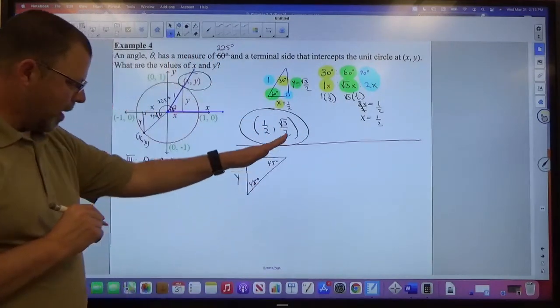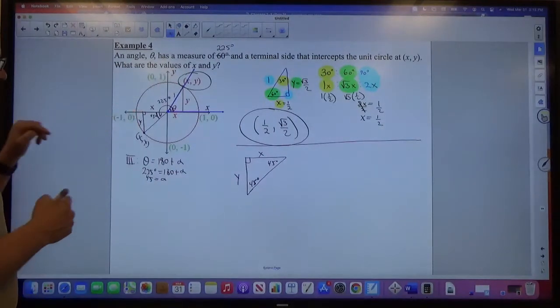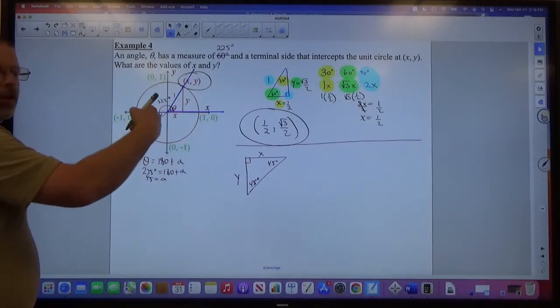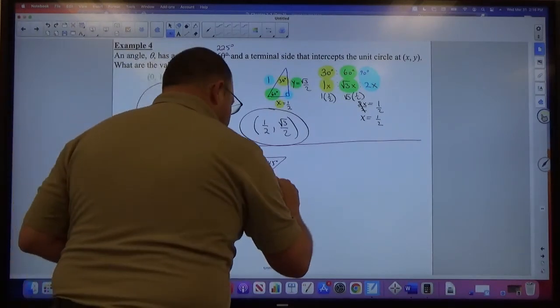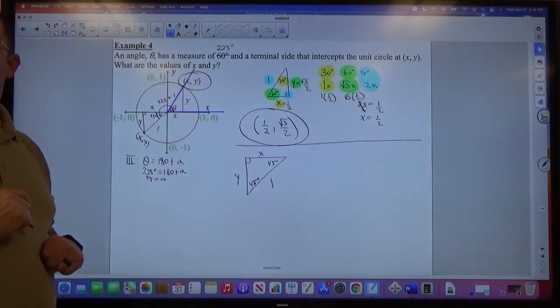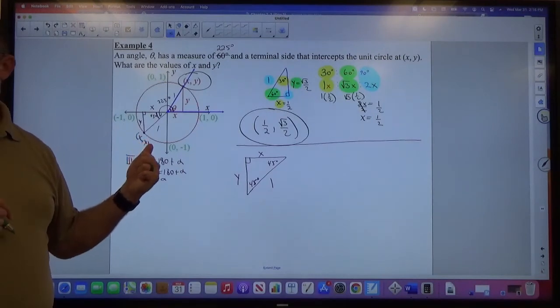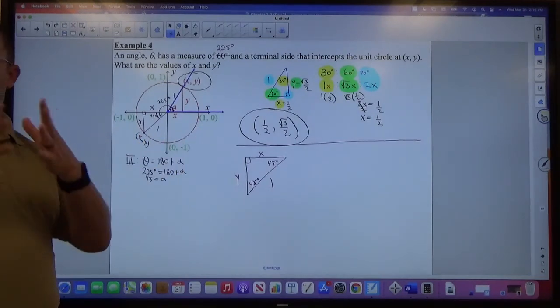What is this hypotenuse? It's 1 again, right? Because we're still inside the unit circle. The radius is still 1. The radius is always 1 inside the unit circle, so the hypotenuse is going to be 1. Again, our task is to figure out what x and y equal and then represent it as an ordered pair based on which direction we move.